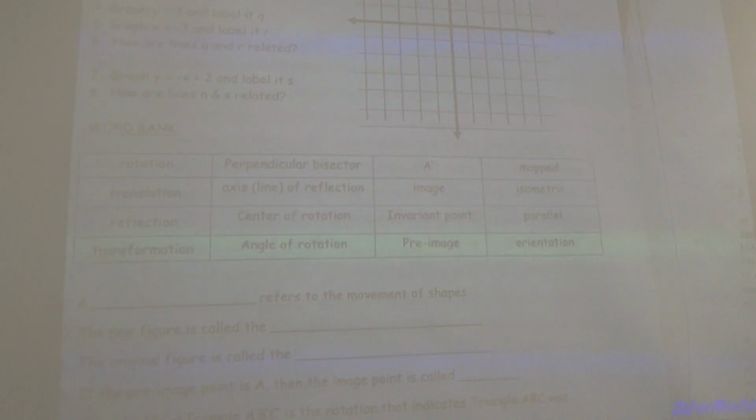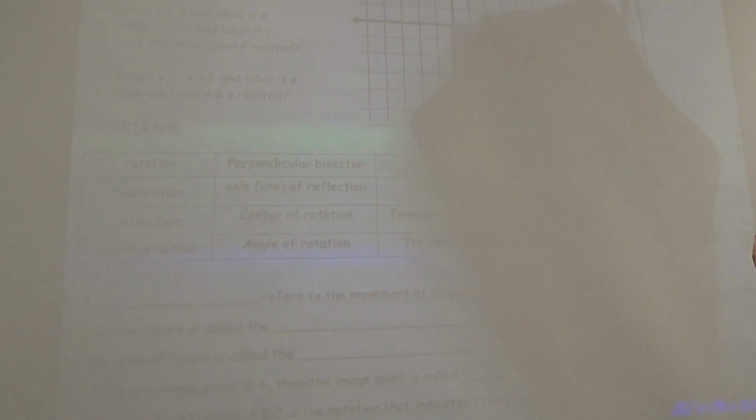So the first thing we're going to do on this one, we're going to graph the line y equals x and label it M. Who knows what the line looks like that is y equals x? Anybody? The middle? What's the line look like? It goes through 0, 0, and it's 1 for 1. Okay, it's a diagonal line, right? It's a diagonal line, and it goes through the point of origin.